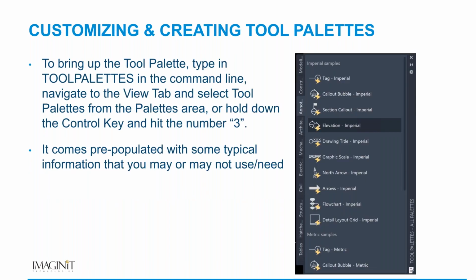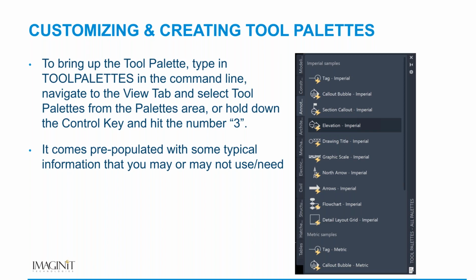So now we're going to talk about customizing and creating tool palettes. To bring up the tool palette, you type in tool palettes in the command line. You navigate to the view tab and select tool palettes from the palettes area, or you hold down the control key and hit the number 3. That'll bring up your tool palettes.